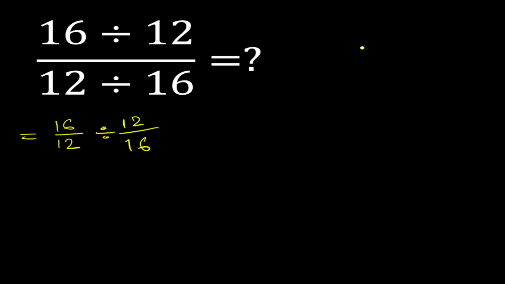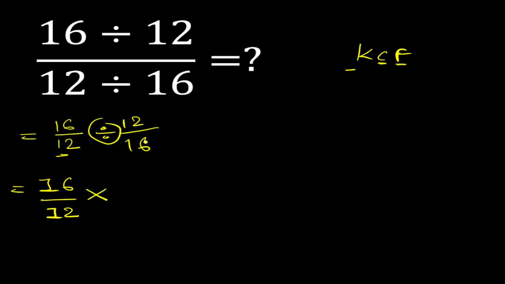Now, according to the KCF rule, K means keep this first fraction as it is, same. So 16 upon 12. Now C means change this sign from division to multiplication. And F means flip this second fraction, 12 upon 16 is equal to 16 upon 12, right?